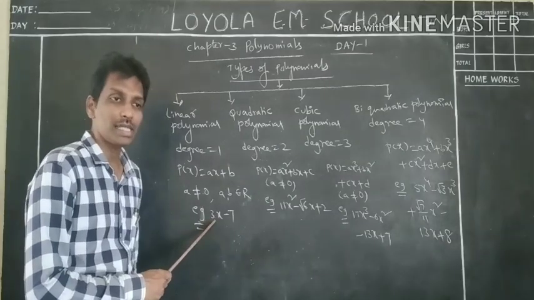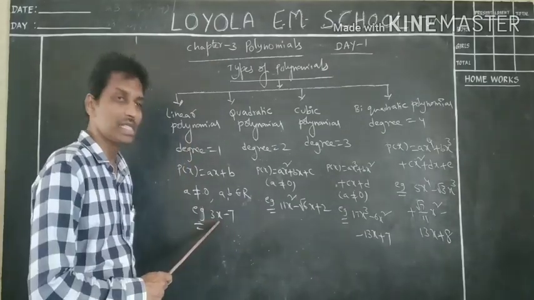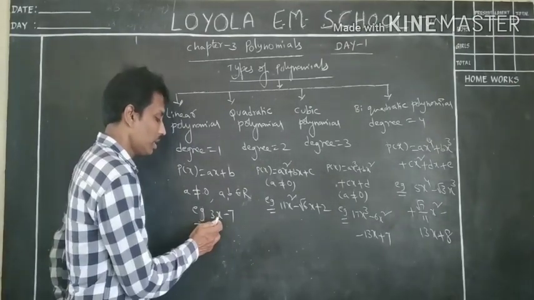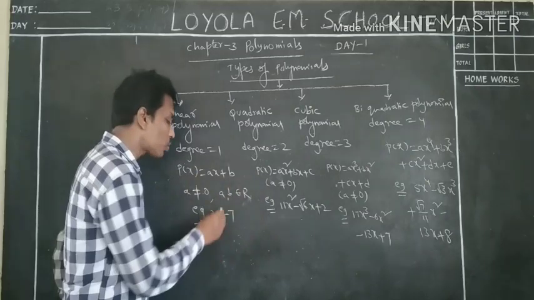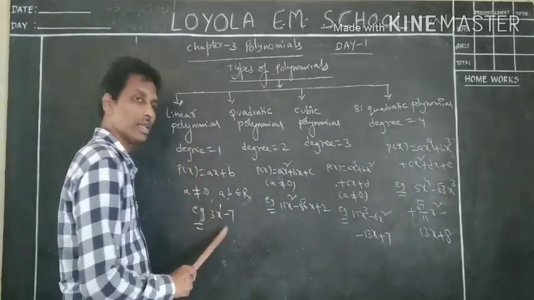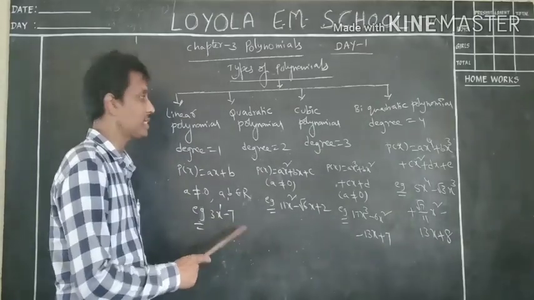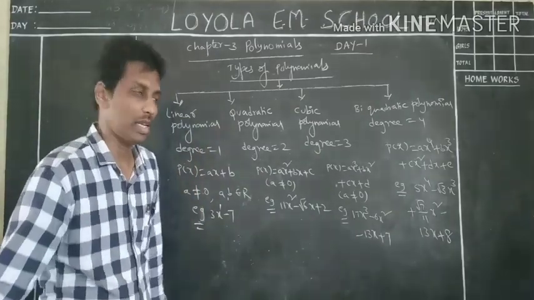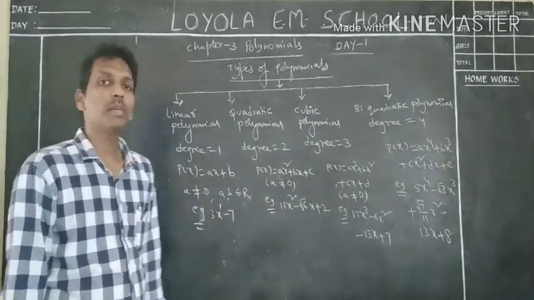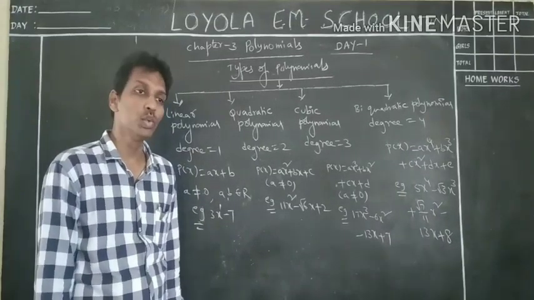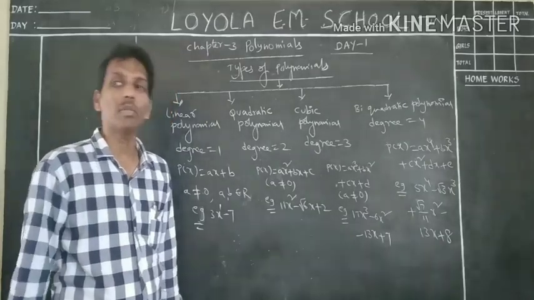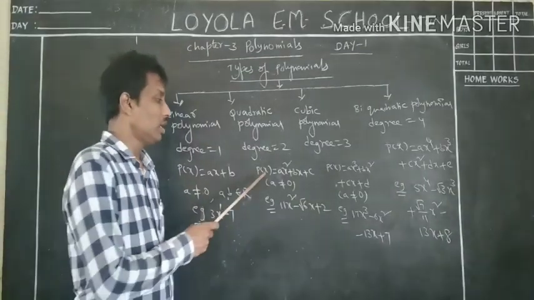Let us see an example for a linear polynomial: 3x minus 1. Here, if you observe, the x exponent is what? 1. So that is the case. The degree is 1. That's why this is the example for a linear polynomial. Let us go through quadratic polynomial. A polynomial in which its degree is 2 is called a quadratic polynomial. So what is the general form of a quadratic polynomial?